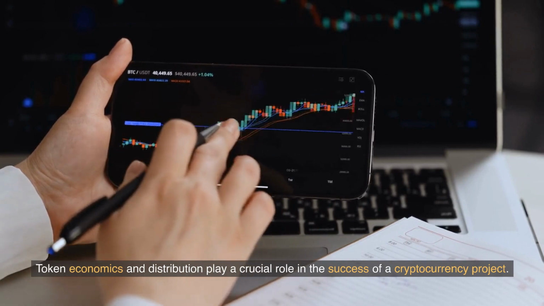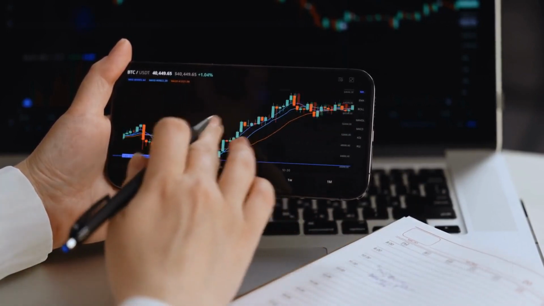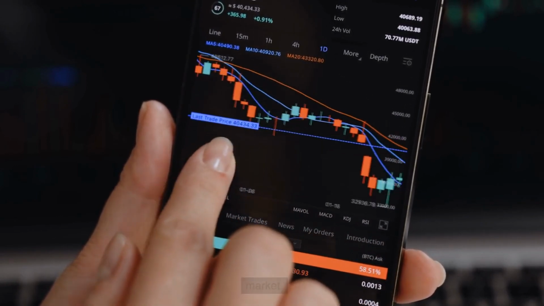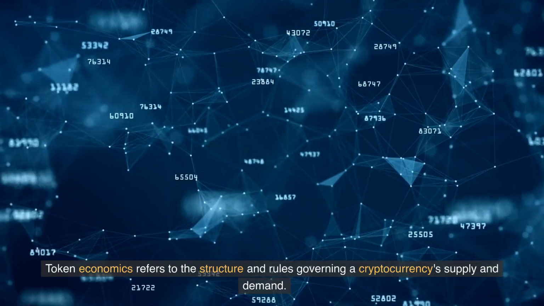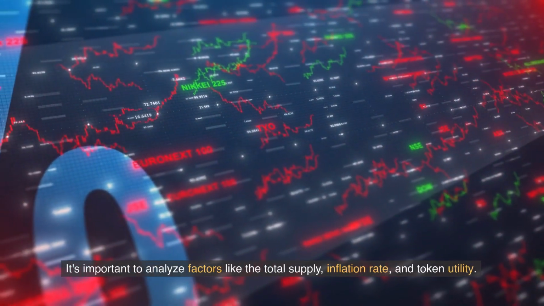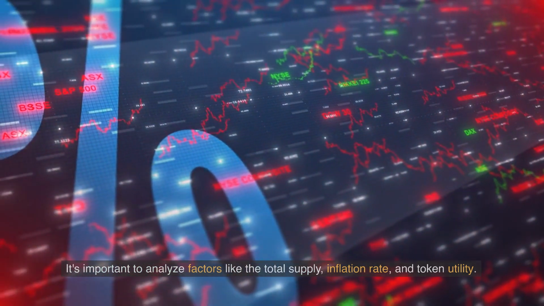Token economics and distribution play a crucial role in the success of a cryptocurrency project. By understanding these factors, you'll gain insight into how the project might perform in the market. Token economics refers to the structure and rules governing a cryptocurrency's supply and demand. It's important to analyze factors like the total supply, inflation rate, and token utility.